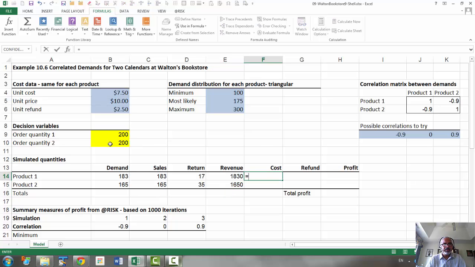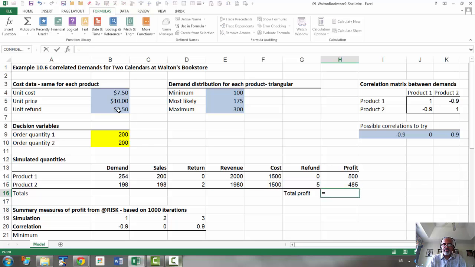So cost, order quantity times cost. Similarly for the second product, order quantity times cost. Refund, return times the refund price, return times refund price. Profit is revenue minus cost plus refund. Same here, revenue minus cost plus refund.